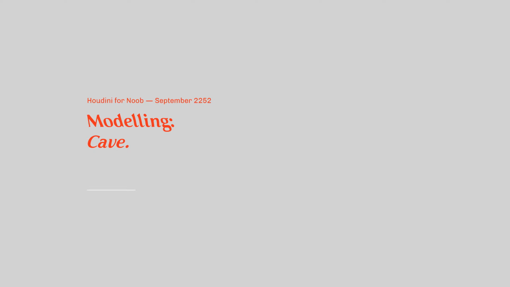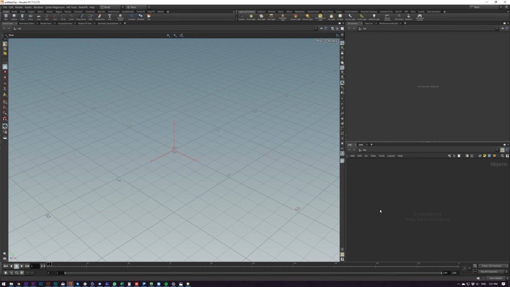Welcome back everybody. Today is time to build a cave. Now I did this for a project that I was working on. The geometry of the cave is actually pretty simple. A lot of the detail comes from the displacement added in Redshift later down the line. I'm going to be showing you how to set things up so you can do that, with proper UVs and everything.